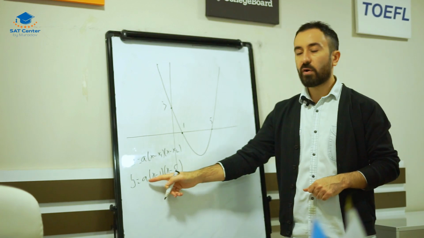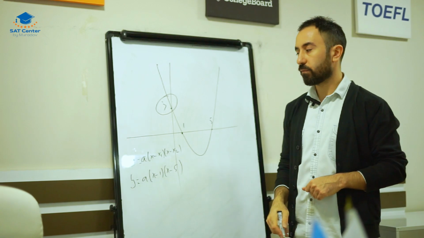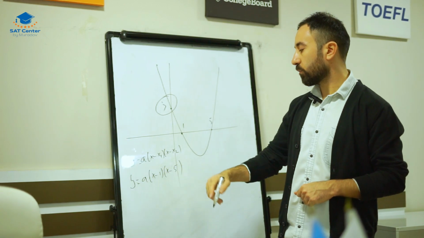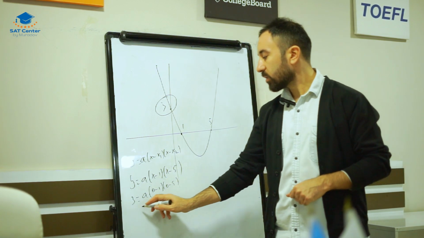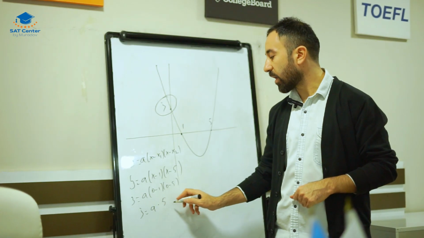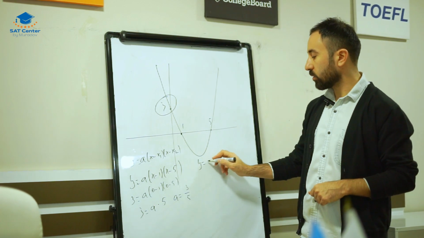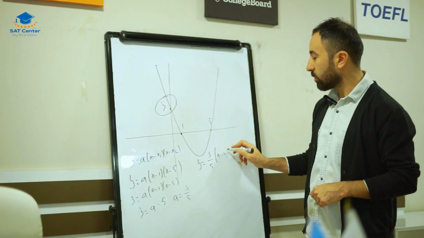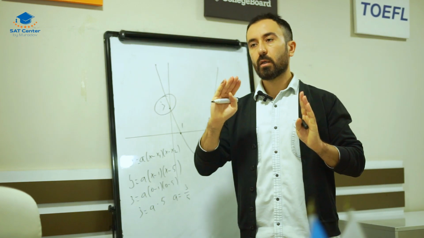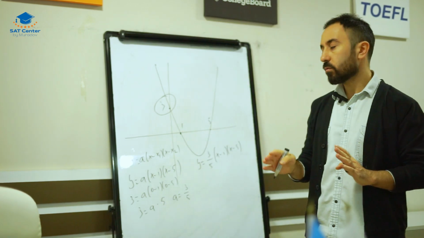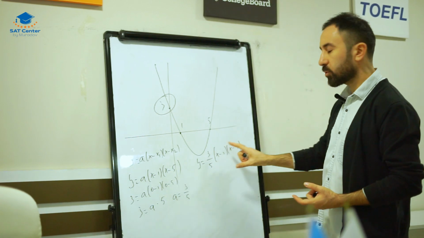And then we should find the value of a. How to do it? We substitute the y-intercept in place of y and 0 in place of x. 3 equal to a, 0 minus 1, 0 minus 5. 3 equal to a times 5. A is 3 over 5. So the equation of this function is 3 over 5, x minus 1, x minus 5. This is the equation of the function in factorized form. We can write it as general form. How? We need to expand the brackets.